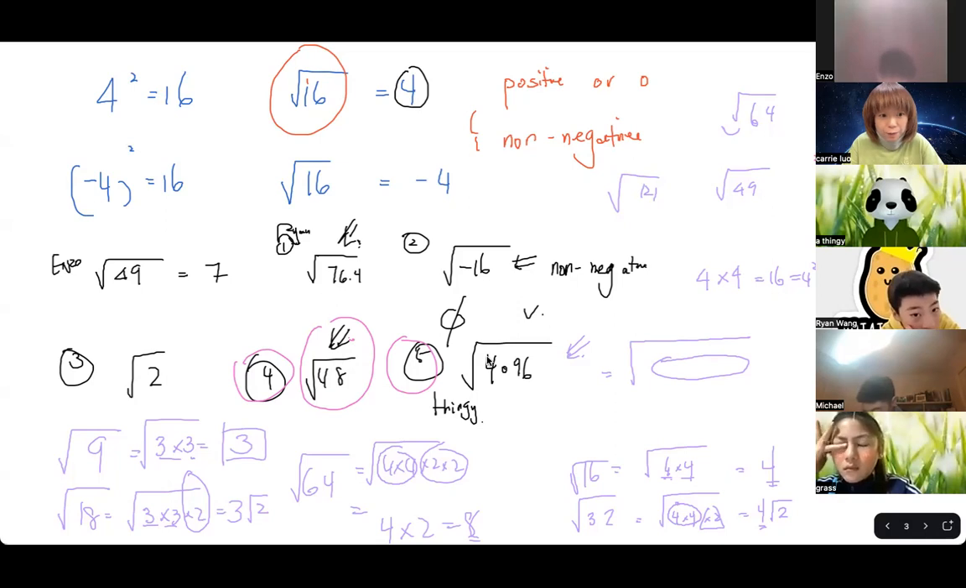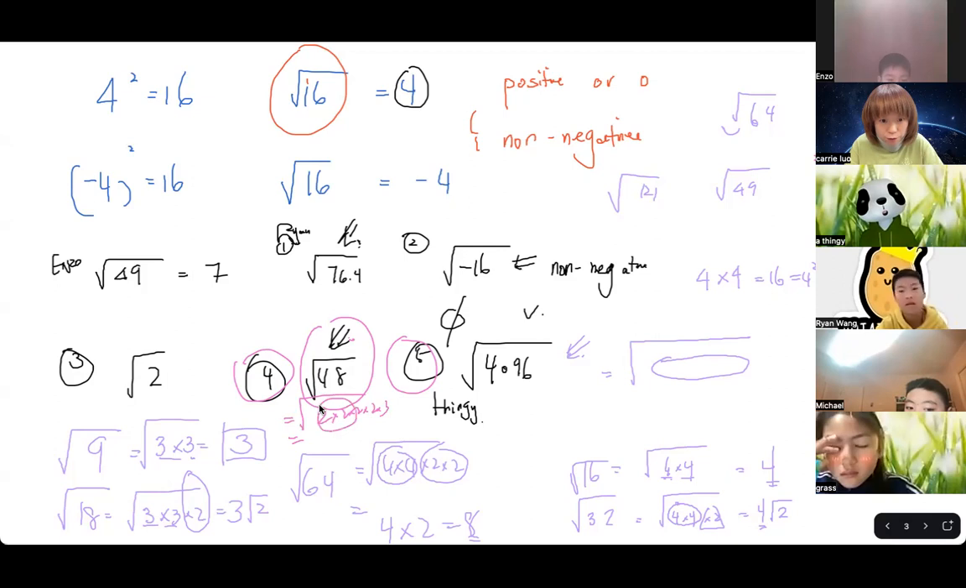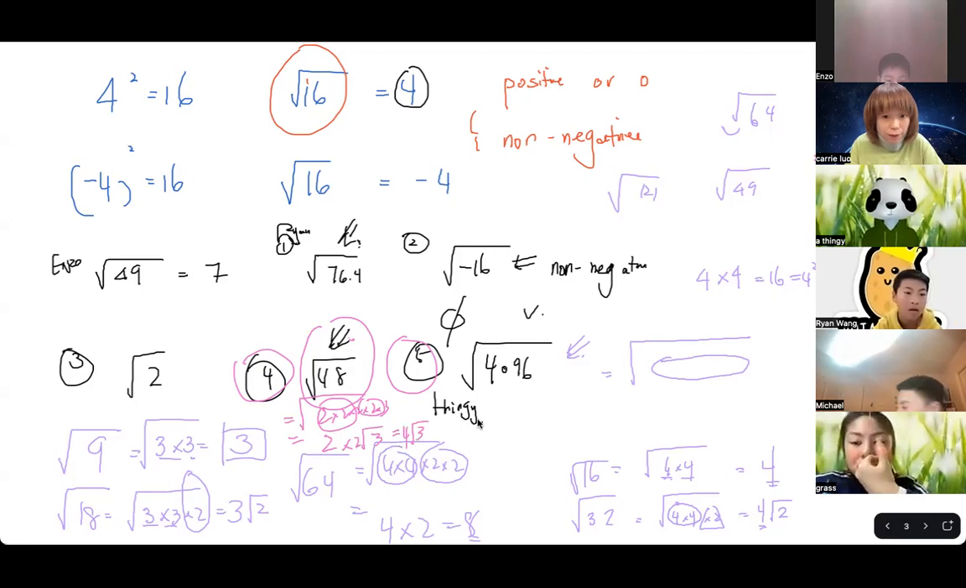Okay, so 48 is pretty easy, right, Ava? 48 divided by 2 equals 24, divided by 2 equals 12, divided by 2 equals 6, divided by 2 equals 3. So the answer is 2 times 2 times 2 times 2 times 3. 2, 2 became 1, 2. 2, 2 became 1, 2. So the inside is 3, so the answer is 4 square root of 3. Get it, everybody?